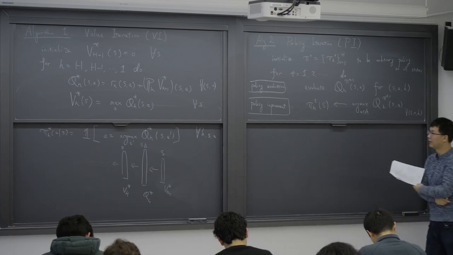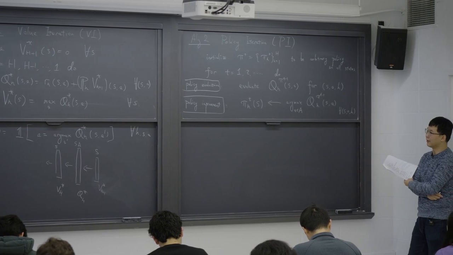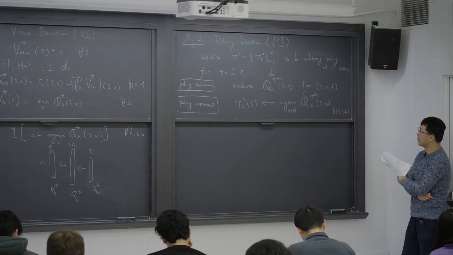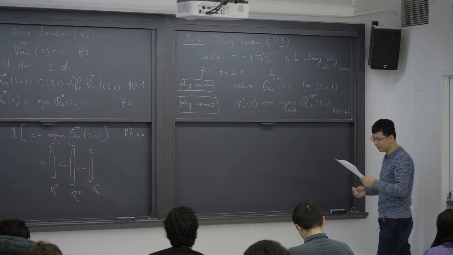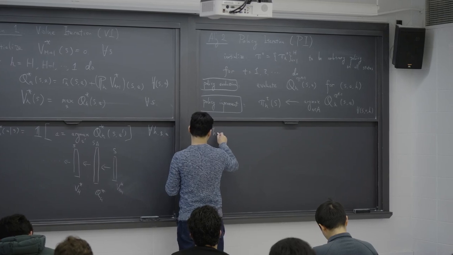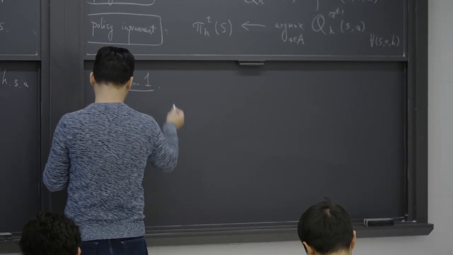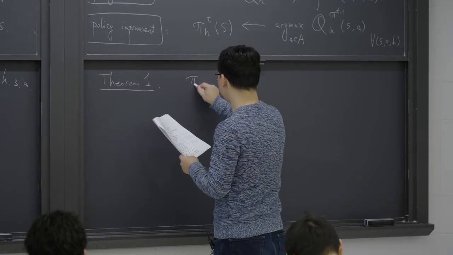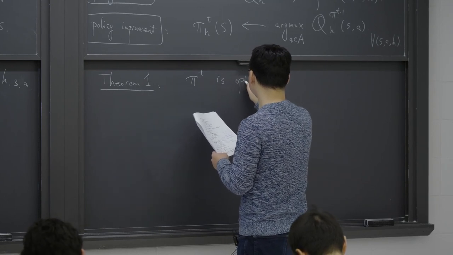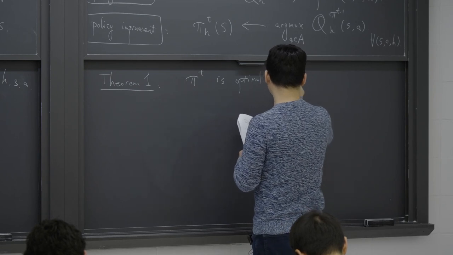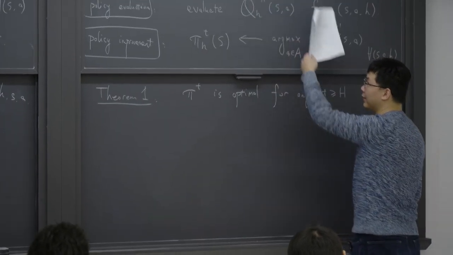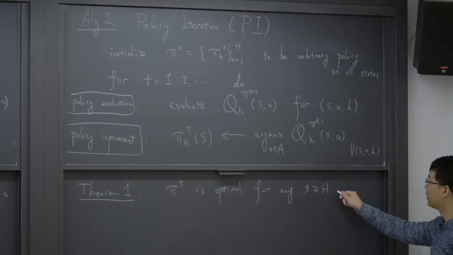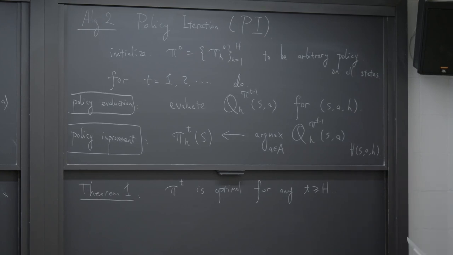The question here is, we know that the value iteration algorithm clearly works and will find the optimal policy. But would this algorithm eventually converge to the optimal policy? Or how many iterations do we need to find the optimal policy? This is answered in the following theorem. We say pi_t is optimal for any t greater than or equal to H. That is, after H iterations of policy evaluation and policy improvement, we are guaranteed that policy iteration has found the optimal policy. Maybe in practice it can find the optimal policy a bit earlier, but this is guaranteed in the worst case.